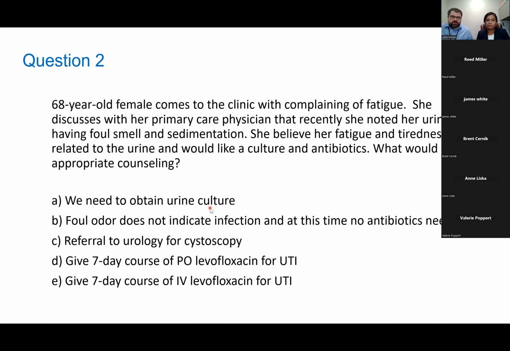Would you say we need to obtain a urine culture? Foul odor does not indicate infection at this time, and no antibiotics are needed. Referral to urology for a cystoscopy. A 7-day course of PO levofloxacin for a UTI. A 7-day course of IV levofloxacin for a UTI. So what would you say for this patient? If you could put the answer in the chat box, or unmute yourself.